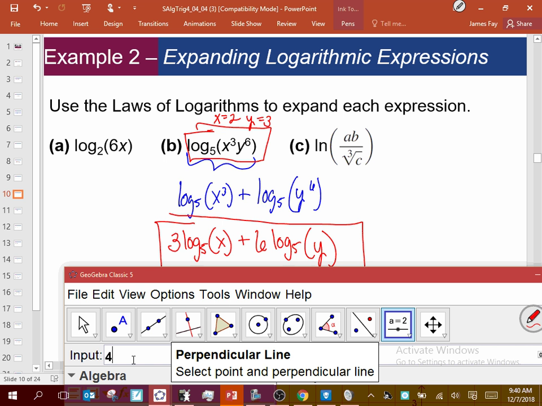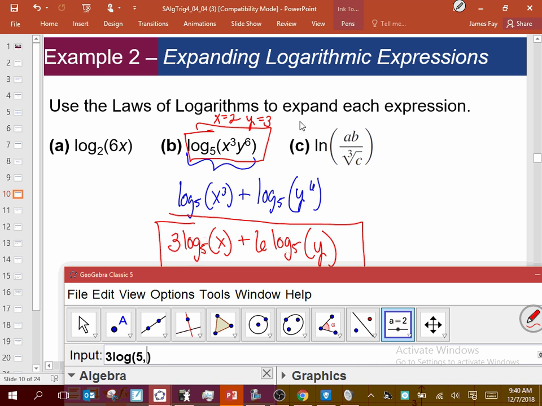Okay? Now I'm going to come down to this bottom one. Okay? We go 3 times log. It was base 5 again. Okay? Now, my x was 2, right? So I'm going to let x be 2.